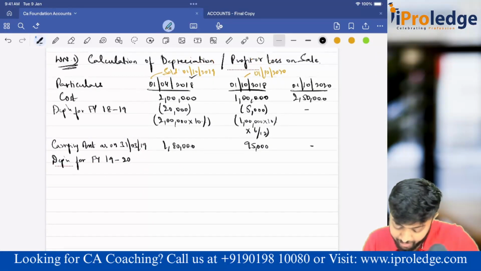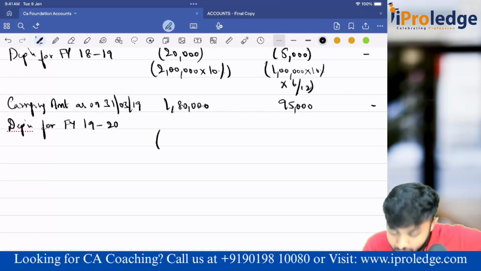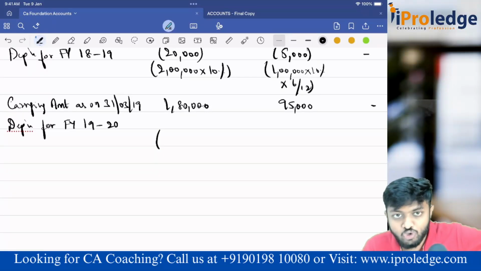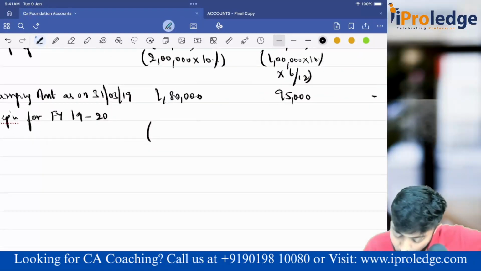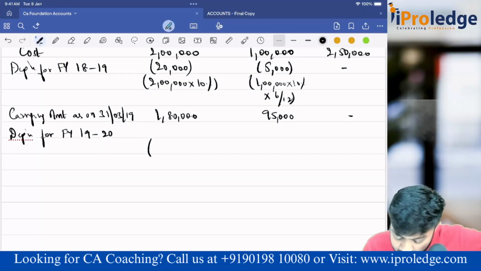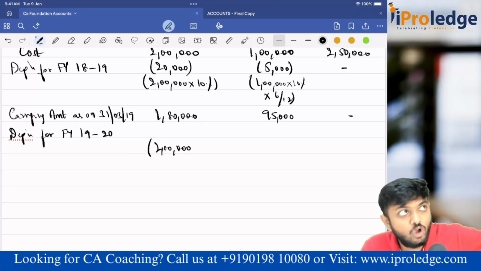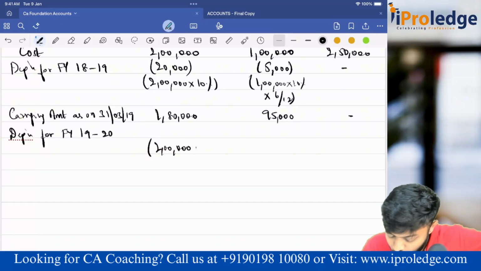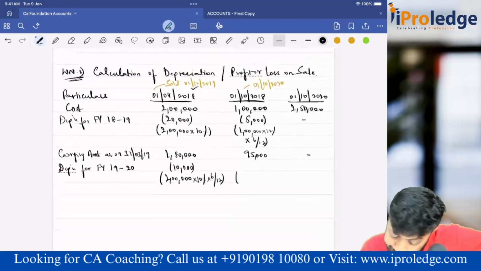This machinery is sold when? In October 19. That means in this year it is used only for 6 months because April, May, June, July, August, September. 1st October it is already sold. So therefore only 6 months depreciation will be given in this year. So 2 lakh. I am using 2 lakh only. Why? Because they are following original cost, that is SLM. So into 10% into 6 by 12, that is 10,000.